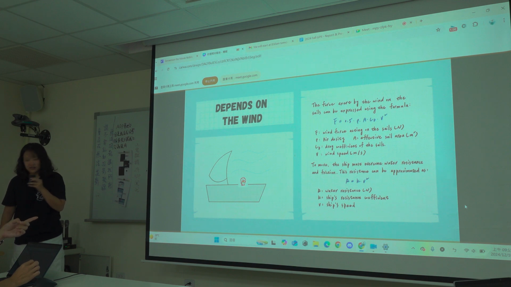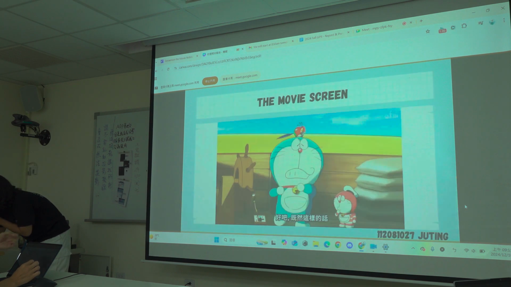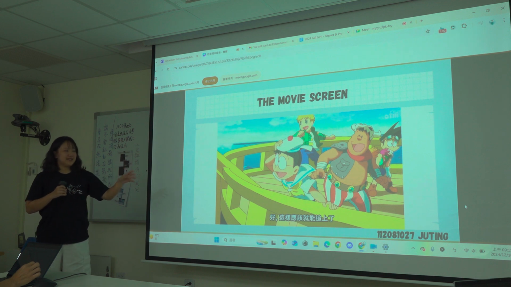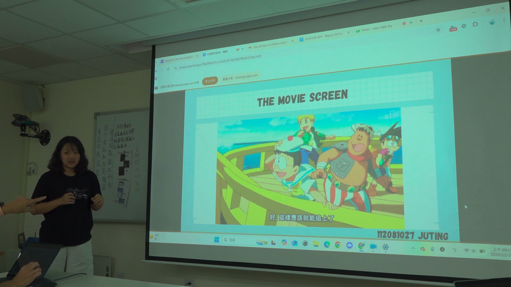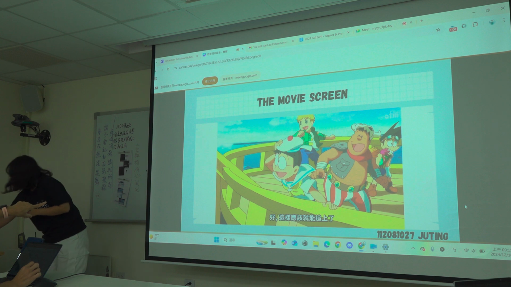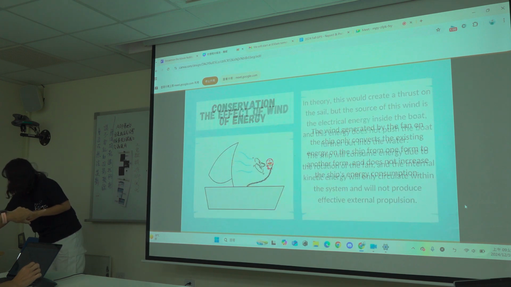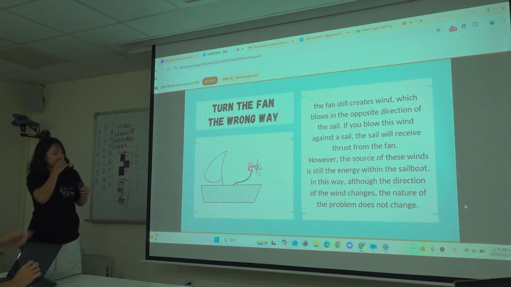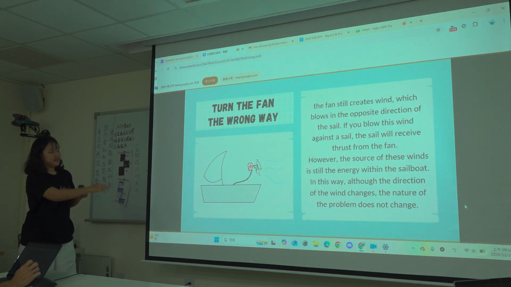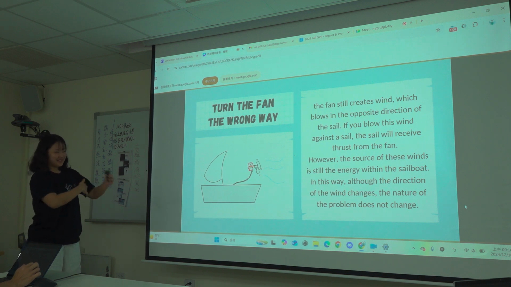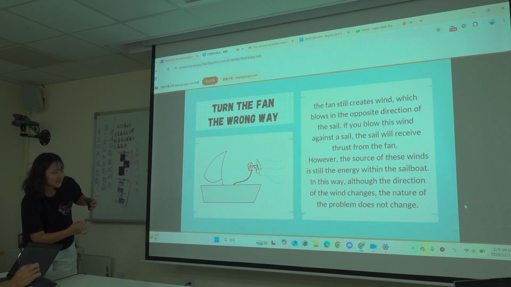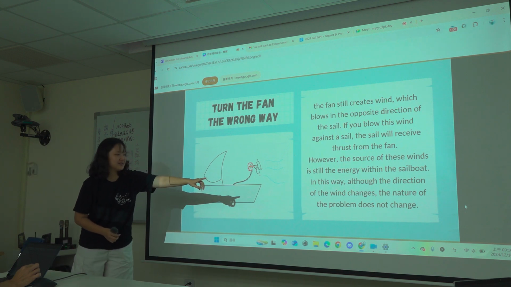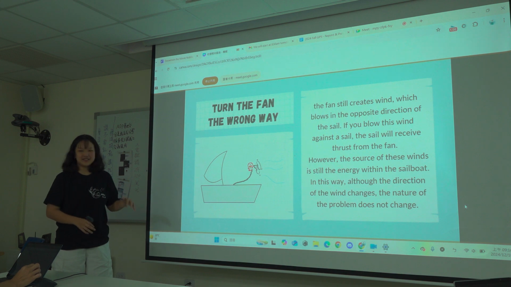Can you show the movie again and then explain what's the problem? Okay. So the wind can let the ship move, right? But then you said that if you change the direction of the fan, it's fine. So in a few slides later, here, this is fine, no? Yes. Why is this not? Because the energy is still here with the sail balls, so they can make them move.